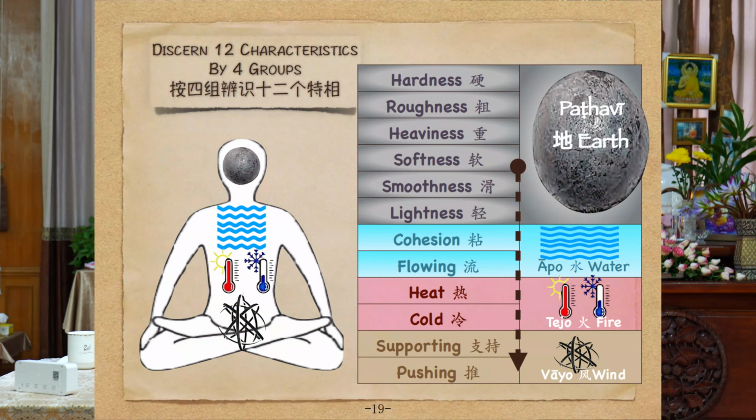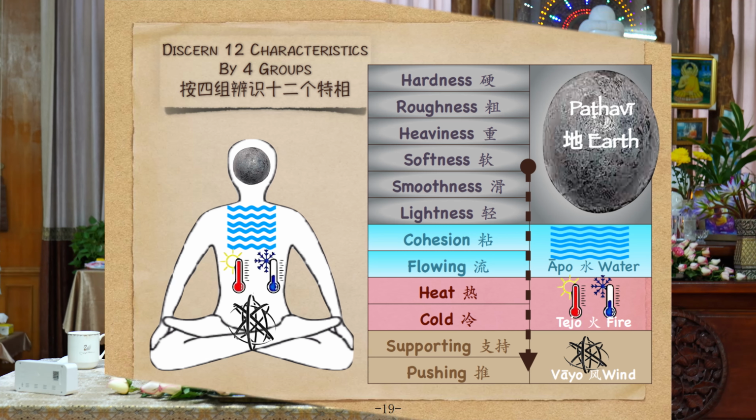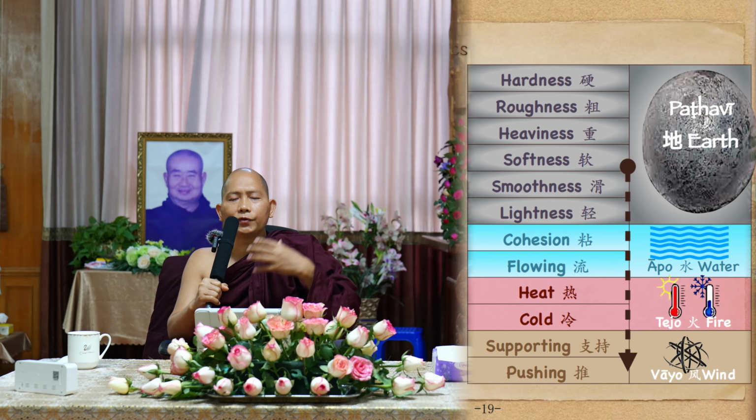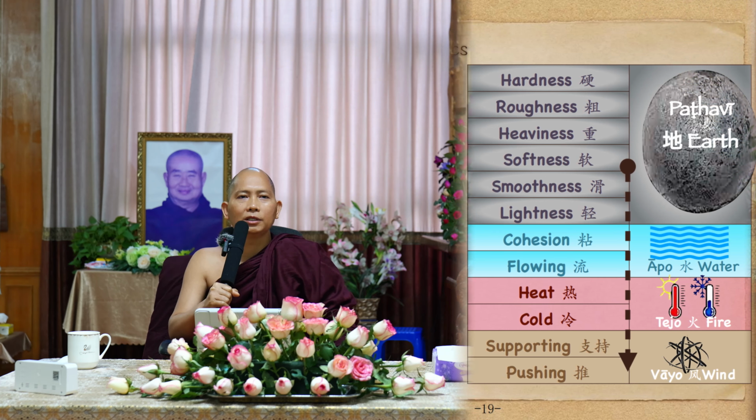You go up and down slowly, from head to feet to head, noting hardness, roughness, heaviness, softness, smoothness, lightness, heat, coldness, cohesion, flowing, supporting, pushing. In this way, from head to feet to head, one by one, then combine together all 12 characteristics in your body. In this way, you will be able to concentrate on the 12 characteristics in your body for 1 hour, 2 hours, many sessions, many days.